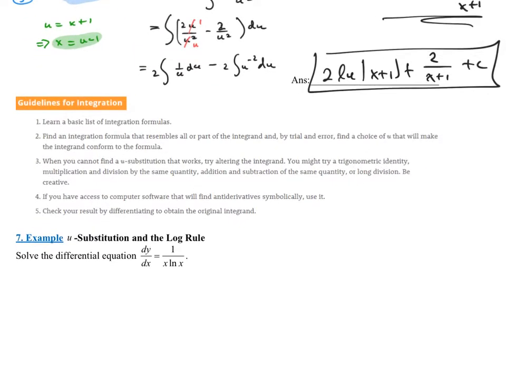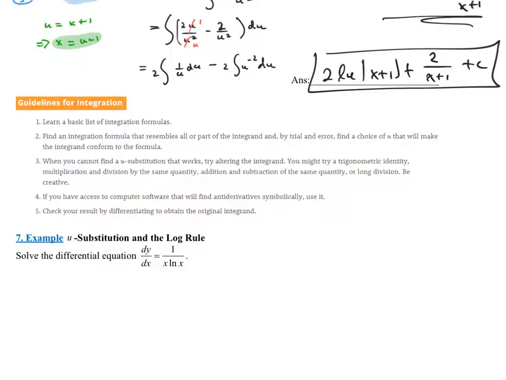So let's look at what they say here are guidelines for integration. It says learn the basic list of integration formulas. In other words, learn everything backwards. It says find an integration formula that resembles all or part of the integrand by trial and error. Find a choice of u that will make the integrand conform to the formula. So try u substitution.